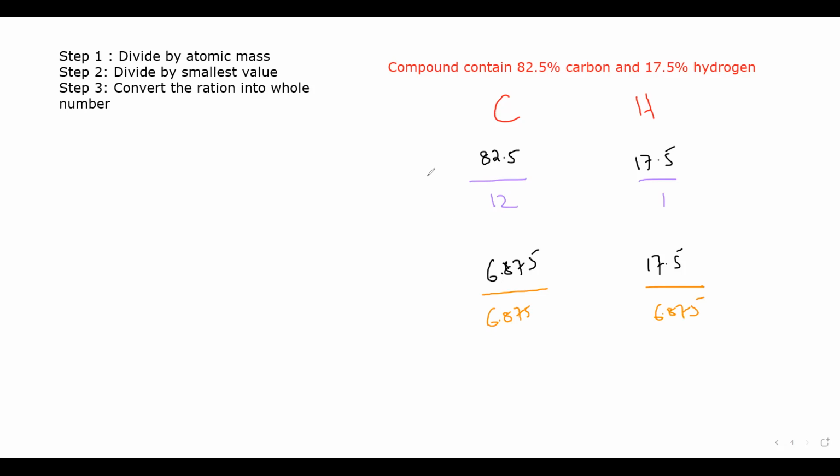So when we divide, this was step 1, step 2, and now step 3. This will be 1. What about the hydrogen? 2.545. Now, the third step, convert the ratio into whole number.